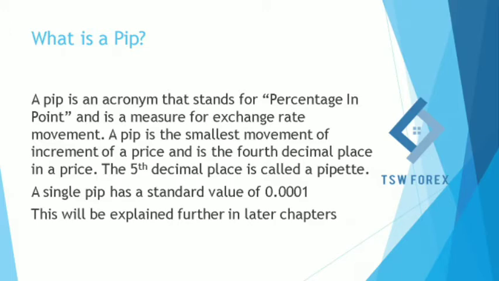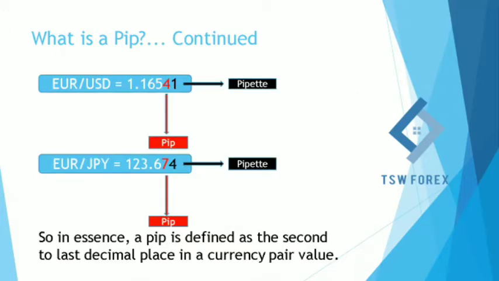What is a pip? A pip is an acronym that stands for percentage in point and is a measure for exchange rate movement. A pip is the smallest increment of price movement and is the fourth decimal place in a price. The fifth decimal place is called a pipet. A single pip has a standard value of 0.0001. This will be explained further in later chapters.